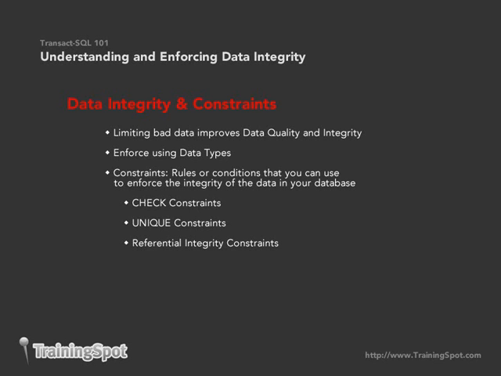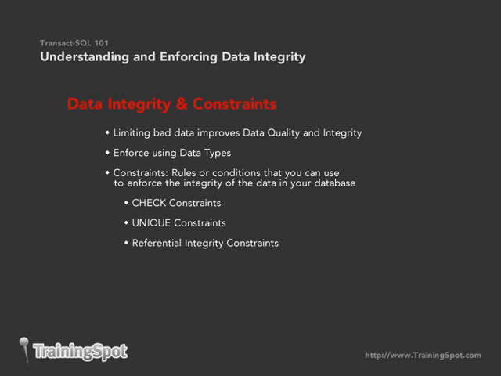Another way to maintain the integrity of your data is the use of constraints. Constraints are rules or conditions that you can use to enforce the integrity of the data in your database. I've listed several types of constraints available with SQL Server. First, there are check constraints, which are used to limit the range of data that can be input into a column. Next are unique constraints, which are used to enforce the uniqueness of the data within a particular column. So if you want all the values in a particular column for a particular table to be unique, you'd use what's called a unique constraint. We'll see that later in this video.